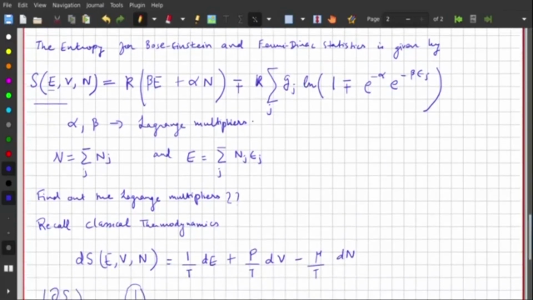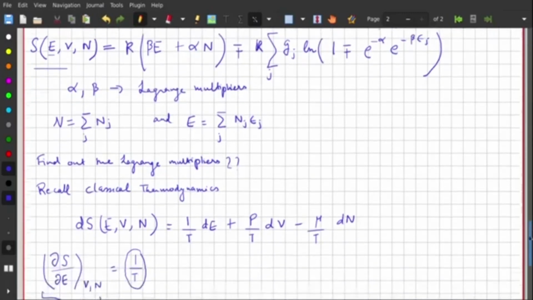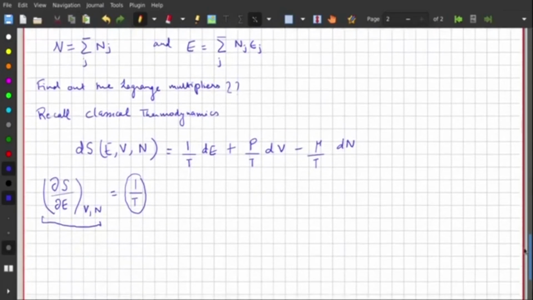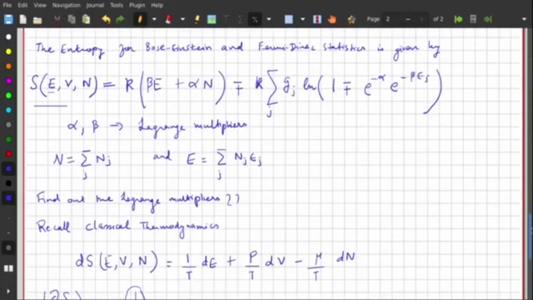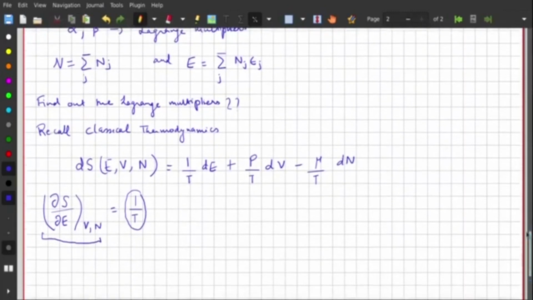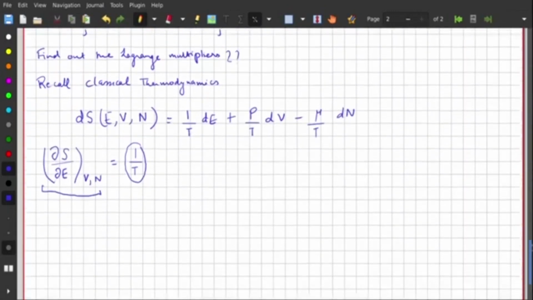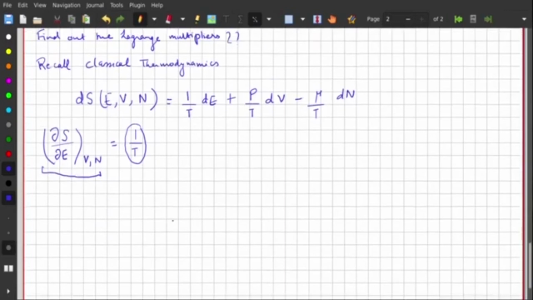How this expression comes about is derived in the main lectures. So refer to the main lectures where we talk about the partition functions, how entropy is related to the partition function, and how this expression was derived for Bose-Einstein and Fermi-Dirac statistics. Given this entropy S of E, V, N, we can compute the partial derivative of the entropy with respect to the total energy at constant V and N.